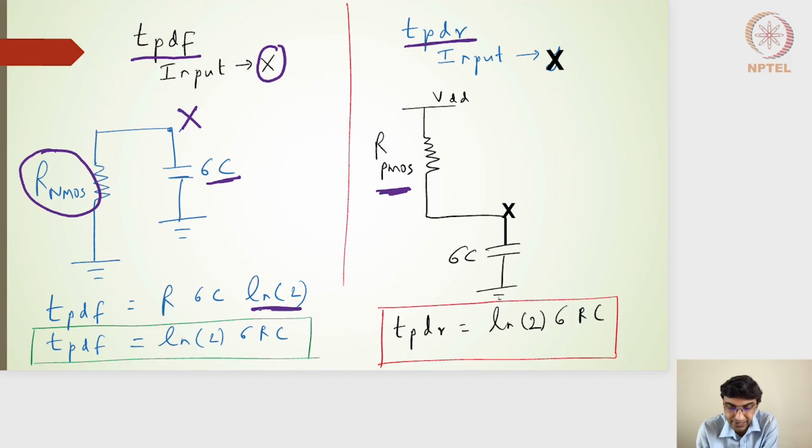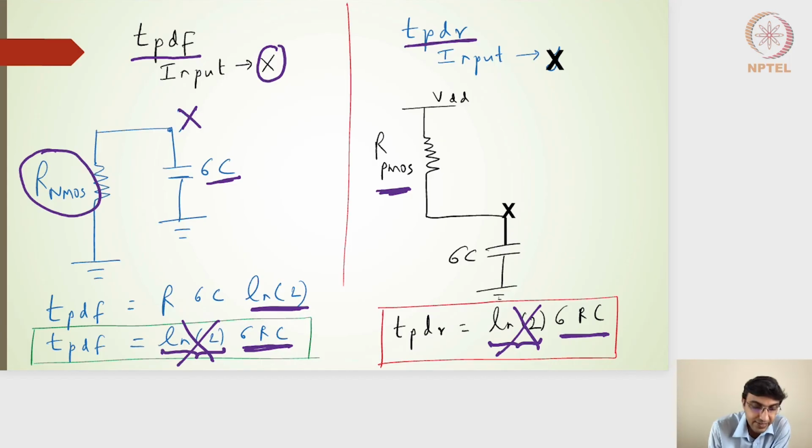And of course, I can consider log of 2, or I can neglect it. So I will get 6 times R into C as the propagation delay falling. And similarly, the propagation delay rising will be nothing but 6 times RC. If it's a step input, then I will consider the log of 2. If it is not given that it's a step input, then I can even neglect this log of 2, and I'll take the conservative approach of 6 times R into C. Right? Hope this is clear.